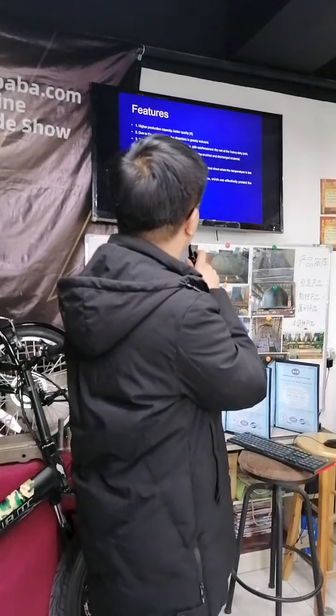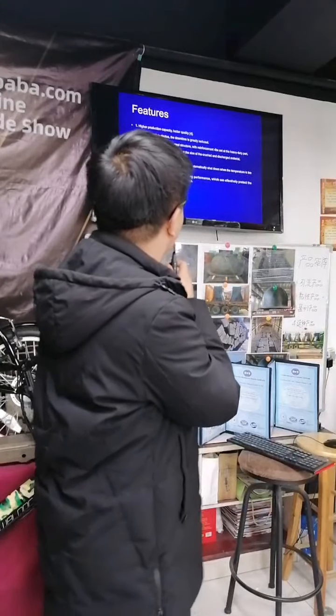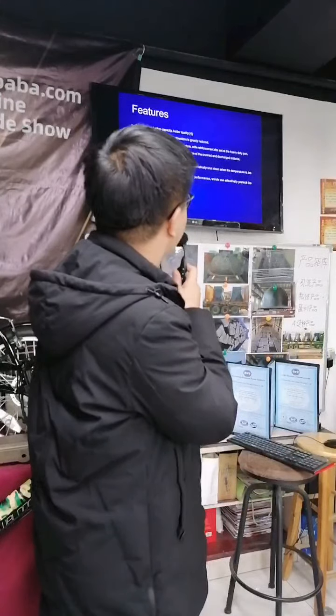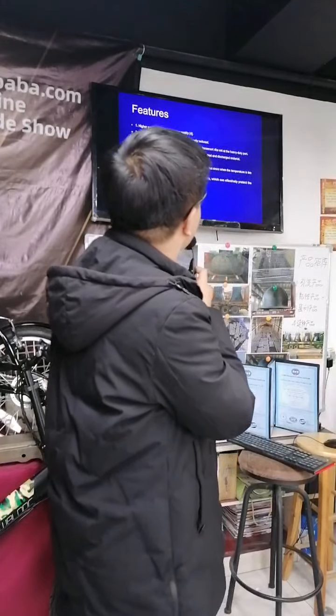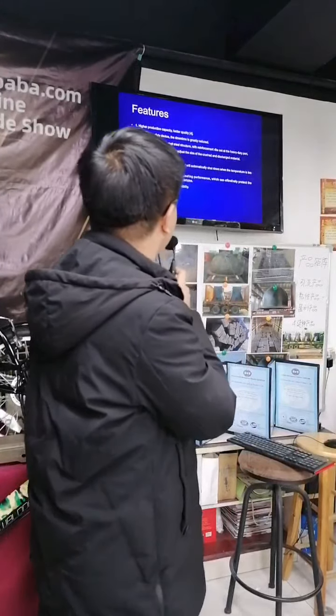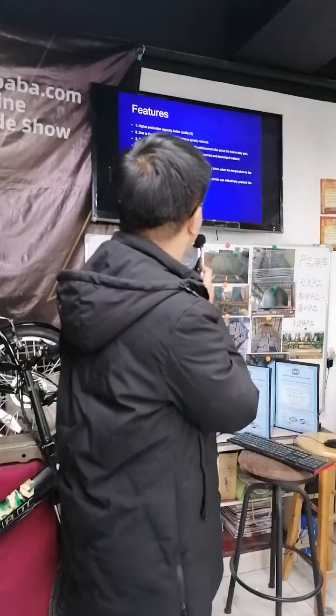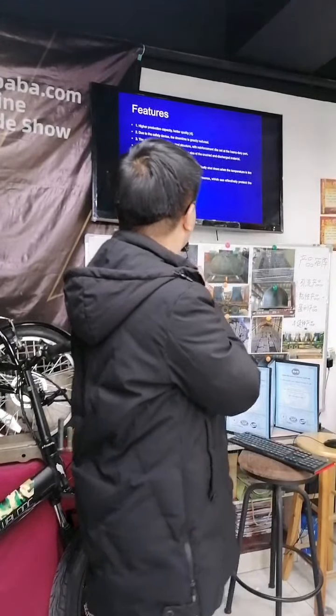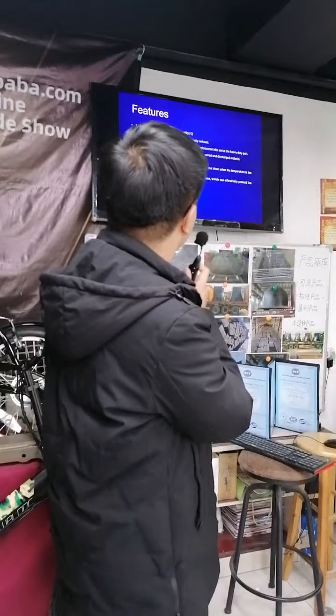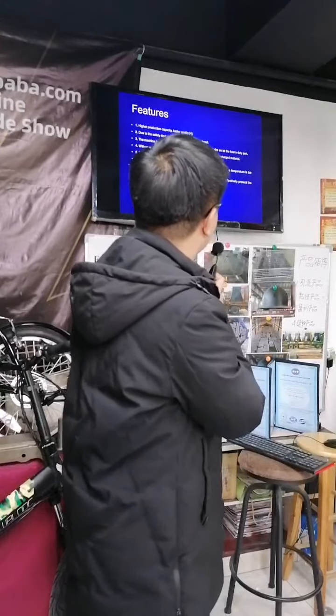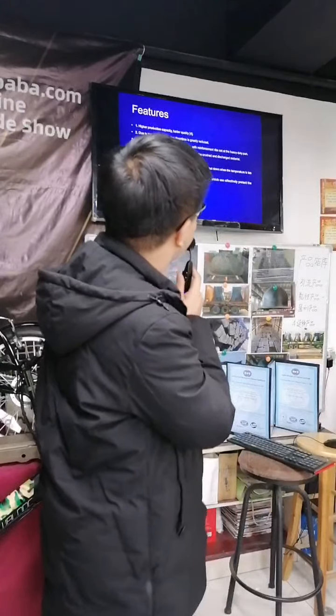7. The internal structure has good sealing performance, which can effectively protect the equipment from dust and other small particles. 8. Long service life and strong applicability.